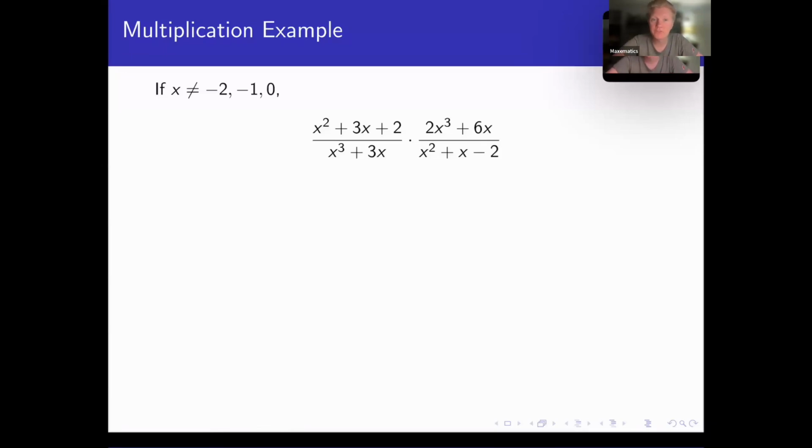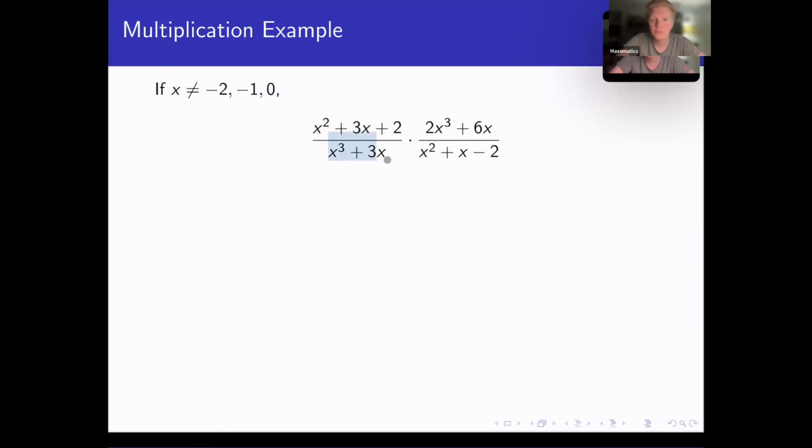So x squared plus 3x plus 2 over x cubed plus 3x times 2x cubed plus 6x over x squared plus x minus 2. All right, 4 different things we need to factor. Let's get right into it. x squared plus 3x plus 2. What two factors of 2 add to 3? 2 and 1. So this will be x plus 2, x plus 1.